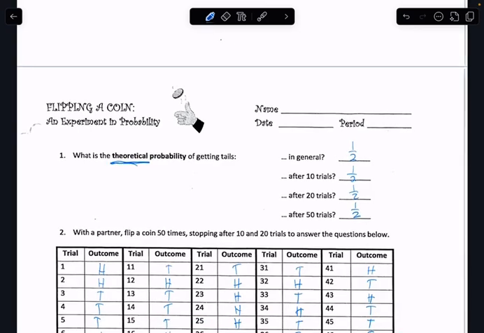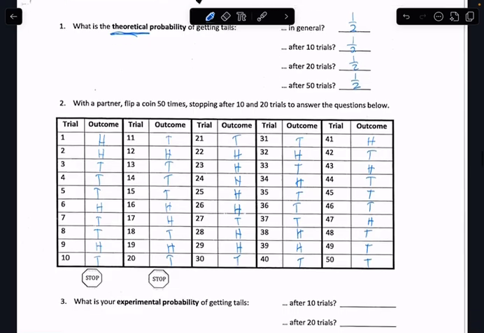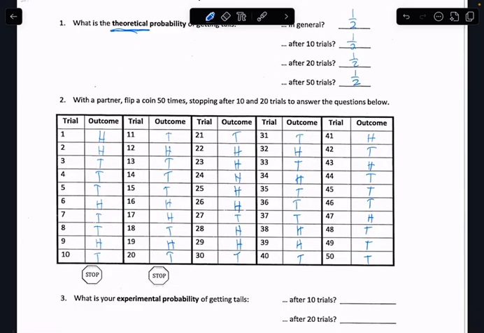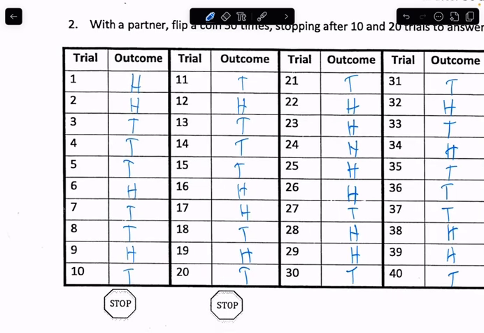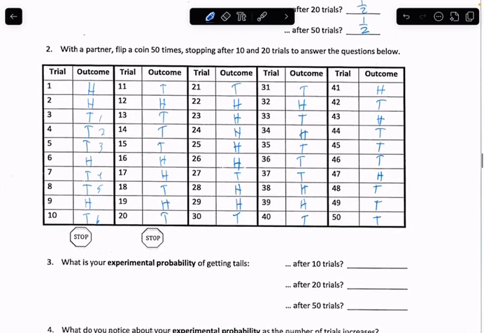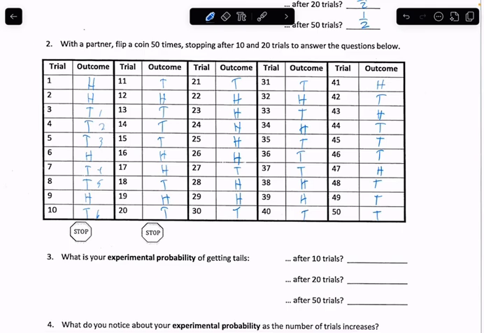So here's what we're going to do. I already did this, so I'm going to save you the time. We're going to talk about some of these outcomes. Notice that I did trials 1 through 10, and I basically just flipped a coin 10 times. I counted 1, 2, 3, 4, 5, 6. I got tails 6 times out of 10. My experimental probability of getting tails is based on all of my trials. On my 10 trials, I got tails 6 out of 10 times, and I simplify that to 3 over 5.